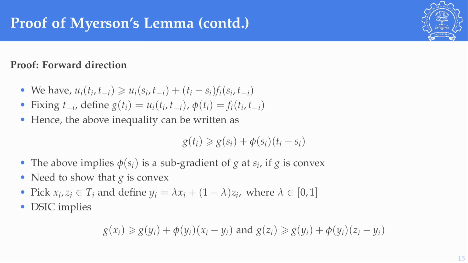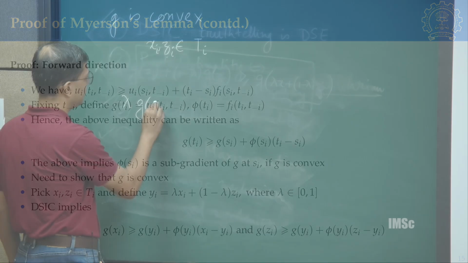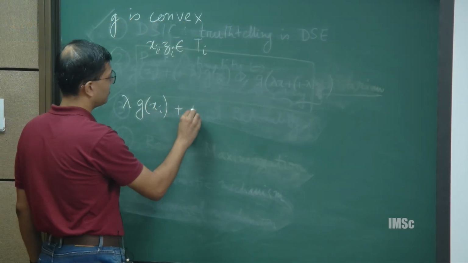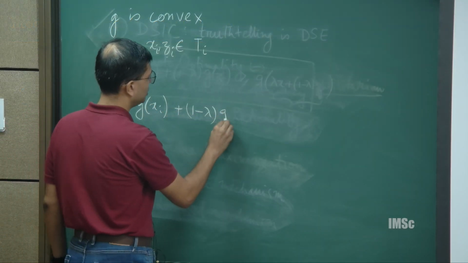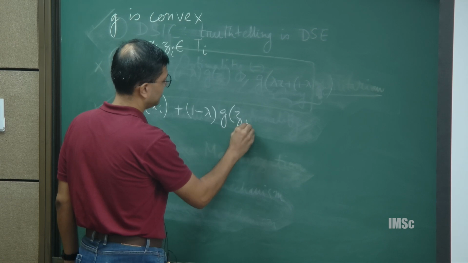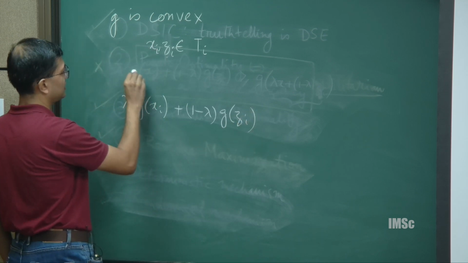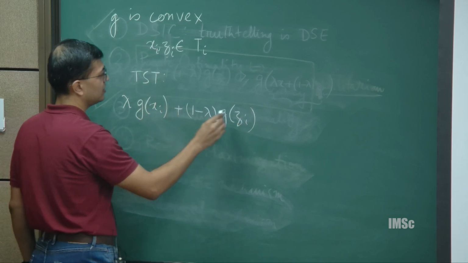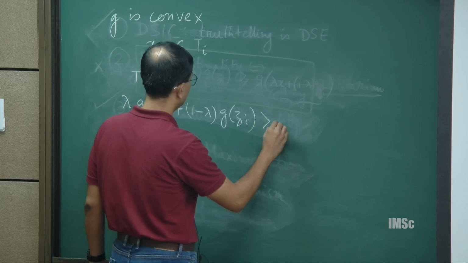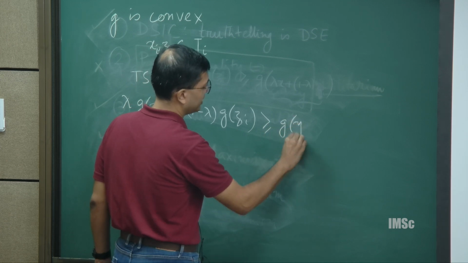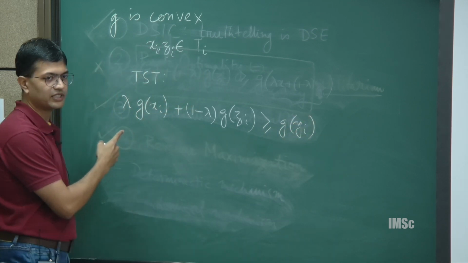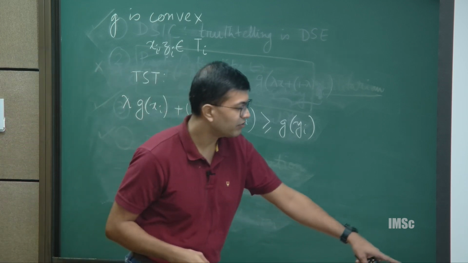Okay, so this is what we have so far, just replacing the variables here. So, what will be the next step? We want to show that lambda times g of xi plus 1 minus lambda times g of zi is greater than or equal to g of yi, which is the convex combination of these 2 points. So, how can we actually come from here to here?